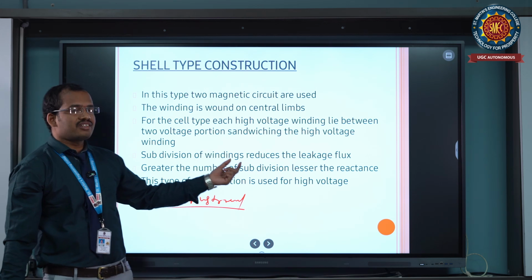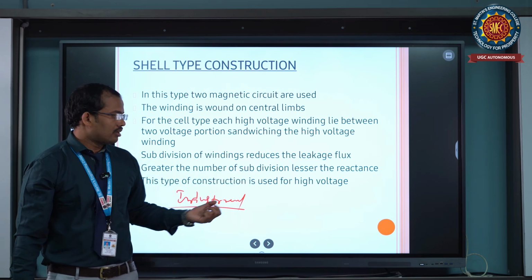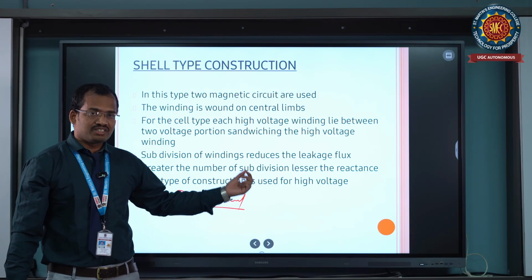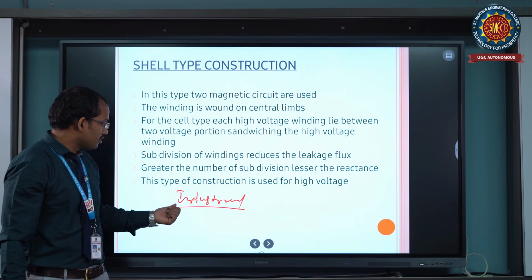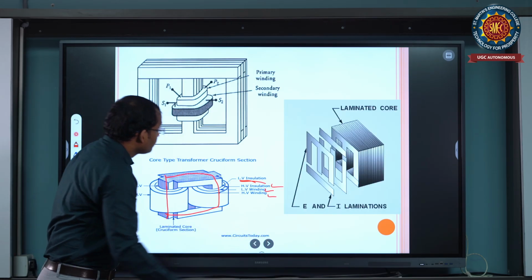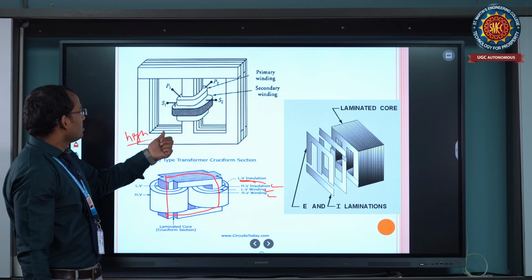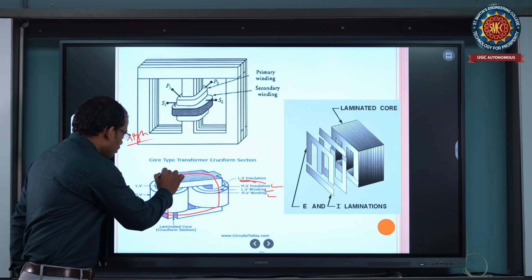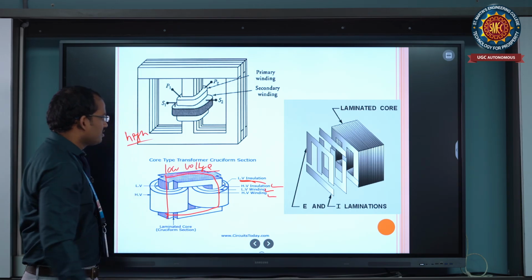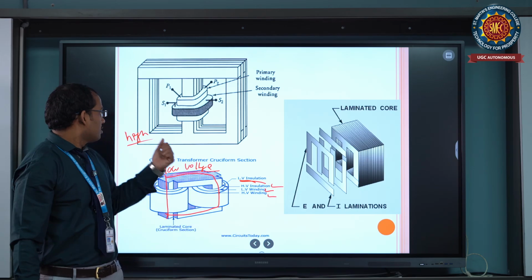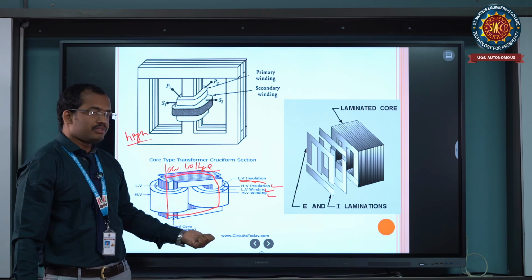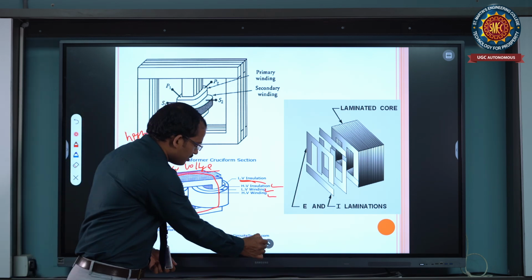And the core type of transformers are for low voltage applications, like housing purposes and domestic purposes. For these we use the core type of transformers. So this is the high voltage application purpose and the low voltage application purpose, using shell type and core type transformers.